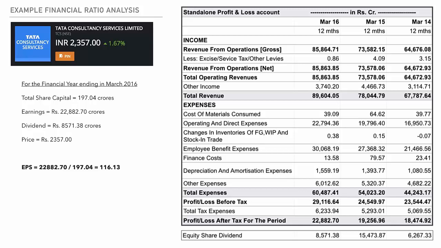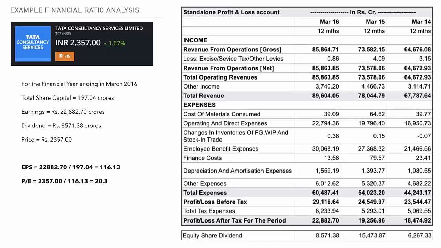Then you have the P/E ratio. The P/E ratio is the price of the stock, which is 2357, divided by the EPS, which you calculated earlier, 116. The P/E comes at 20.3. Then you have the dividend per share. Dividend per share will be required as an input for a dividend yield. But let's look at how that's calculated.